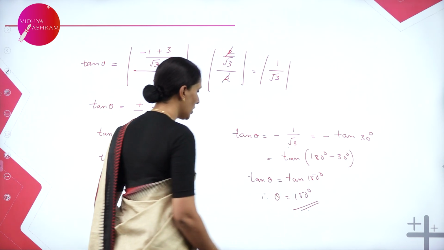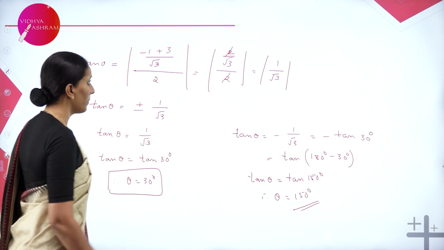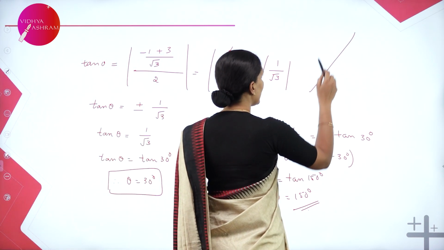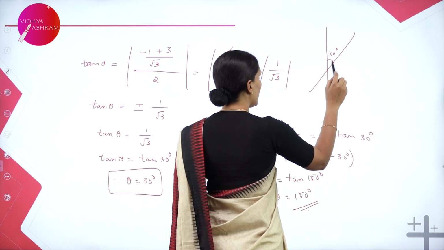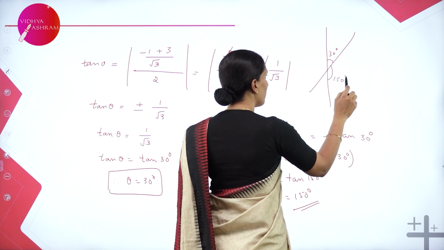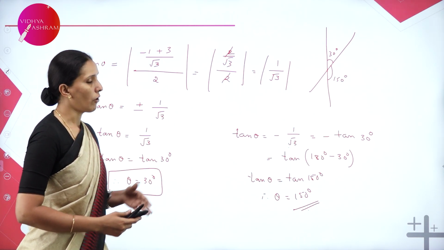So the angle between the two lines is one is 30 degree and one is 150 degree. Because when I see the intersection of two lines here, if this is 30 degree, then the other supplementary angle must be 150 degree. So therefore, both angles are found here.